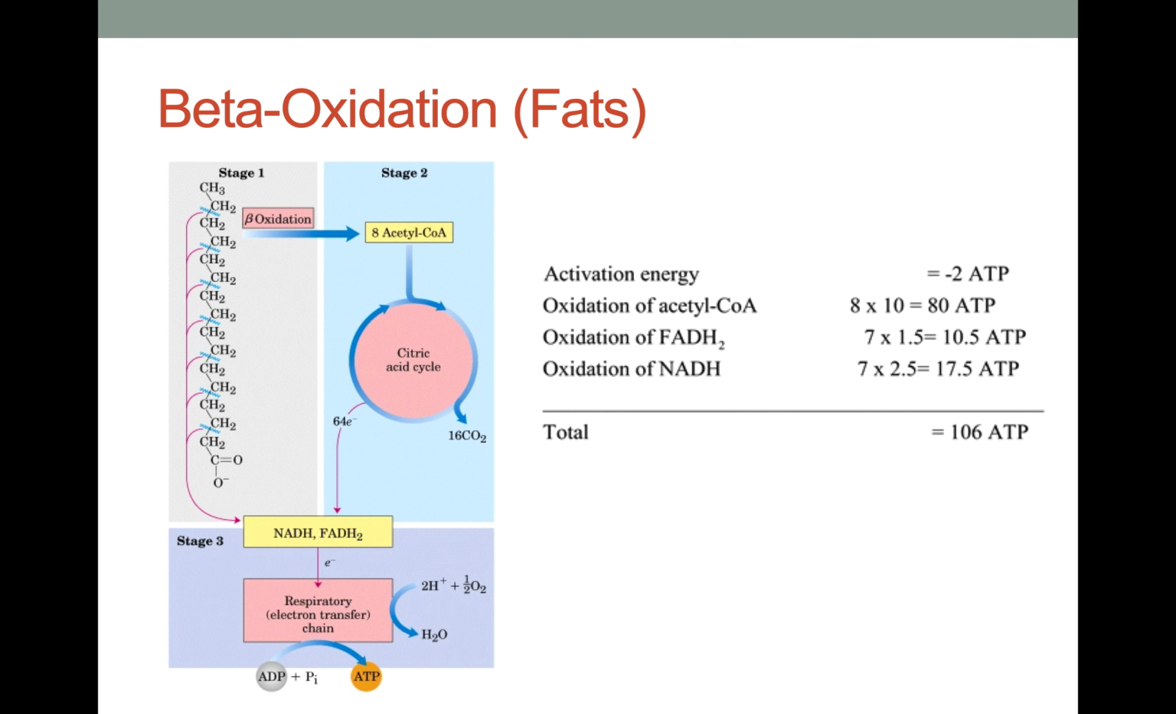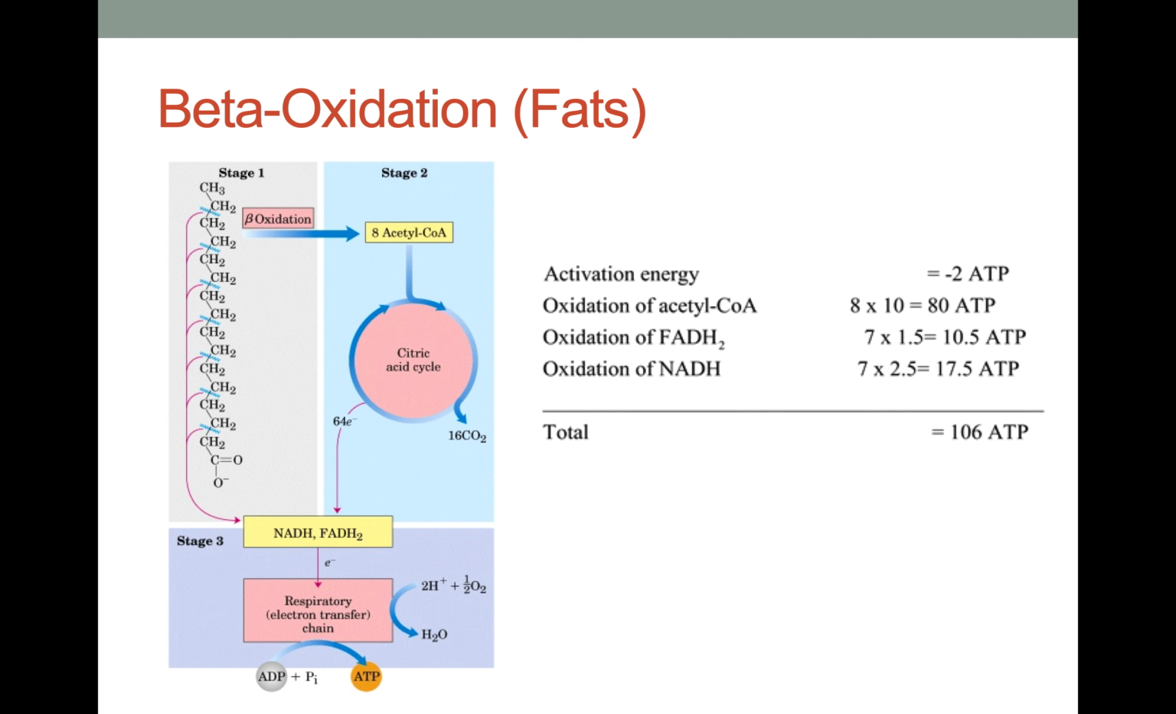In doing so, we can produce quite a bit of NADH and FADH. And so, not for a single molecule of triglyceride, the fats that we eat in our diet, but for one single fatty acid, the triglyceride is a glycerol molecule and 3 fatty acids, so for one single fatty acid, we can produce over 100 ATP.